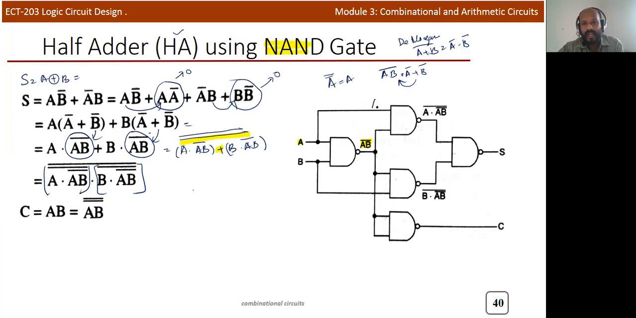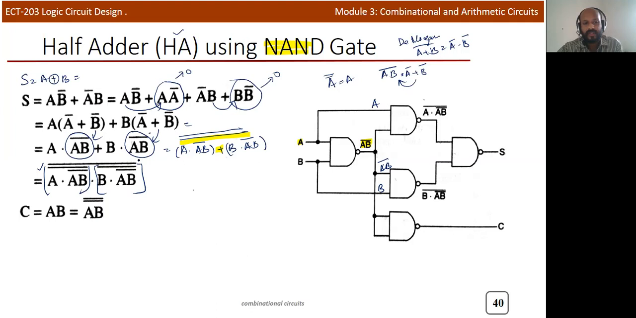So one input is A, another input is AB bar. So you will get A into AB bar, the whole bar. Okay, so here we are getting the first term, and here also you are getting the second term. This is B actually, another term is B bar. So we'll get B into AB the whole bar, and the whole bar, because it's an AND operation. And these are the two inputs.